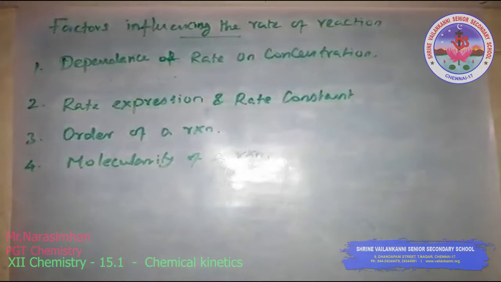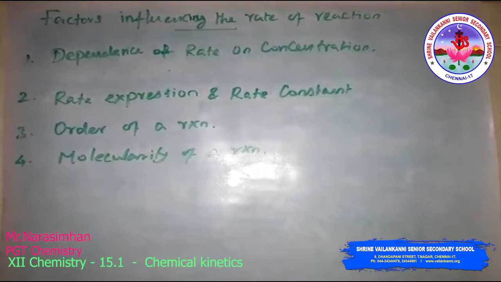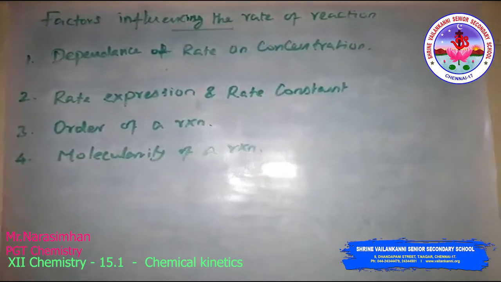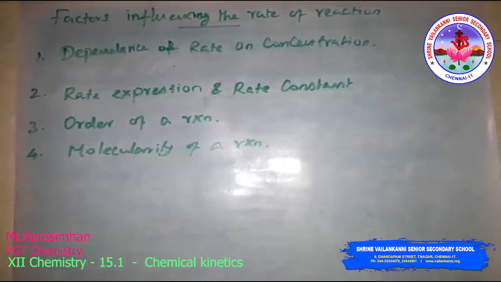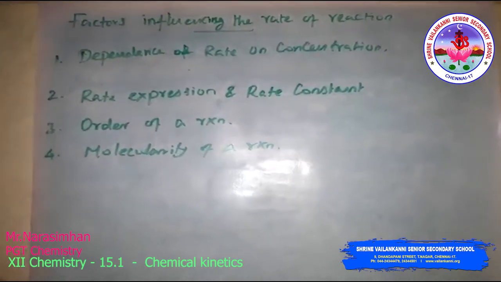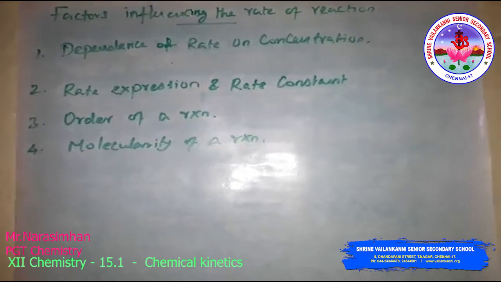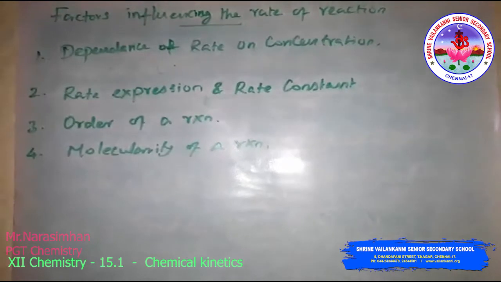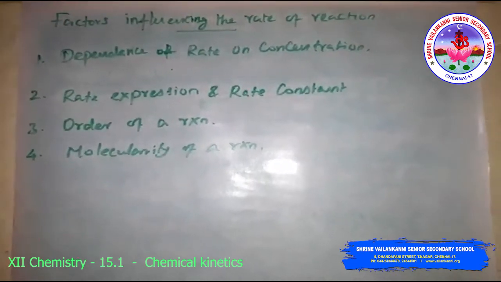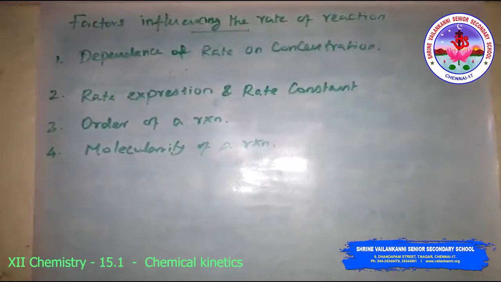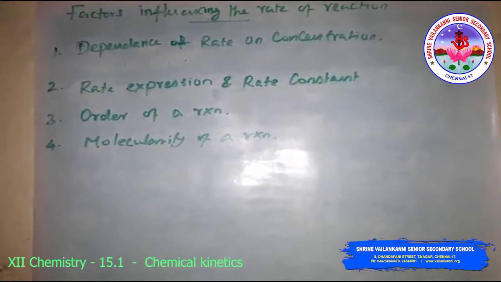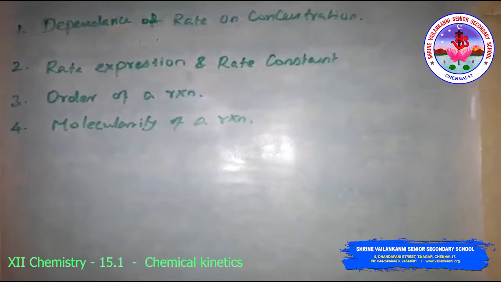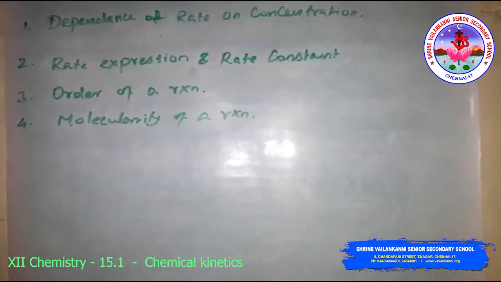Factors influencing the rate of reaction, that is, factors affecting the rate of reaction. First, the rate of reaction usually depends on experimental conditions like concentration of the reactants, temperature and catalyst. First, the dependence of the rate on concentration. Second is the rate expression and the rate constant. Third is the order of a reaction. And fourth is the molecularity of a reaction.